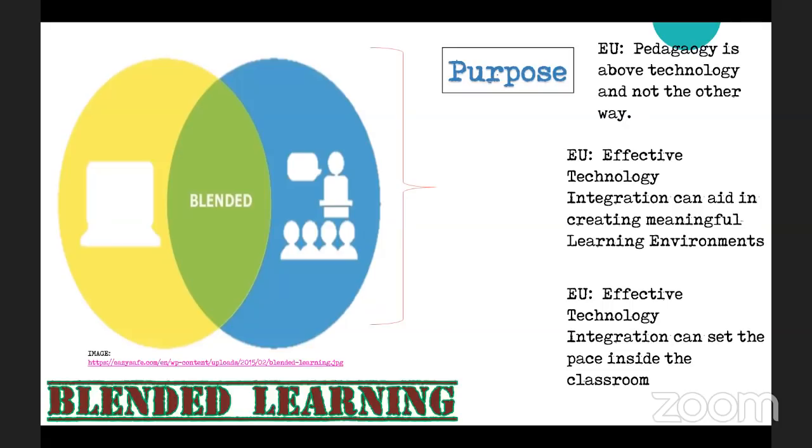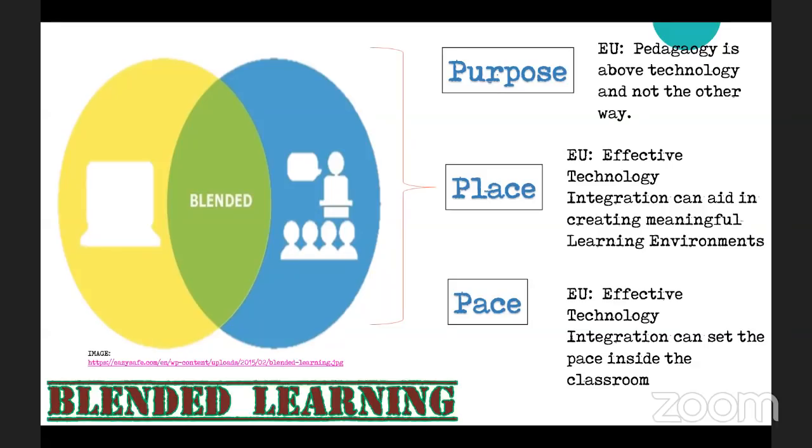Take note, it can be looked into through its purpose, its place, and its spacing. That's why it's important that you be very aware of three important things when you design your technology integration or even blended learning for that matter.